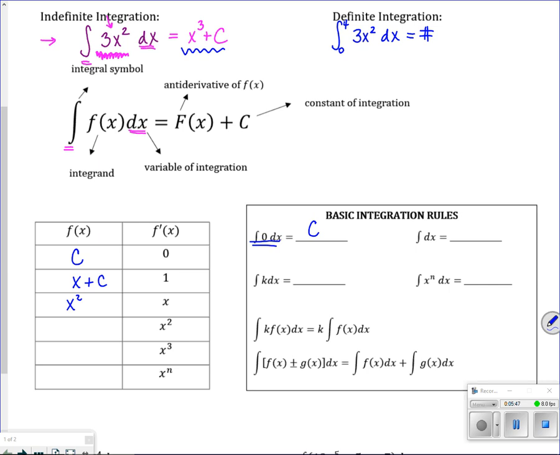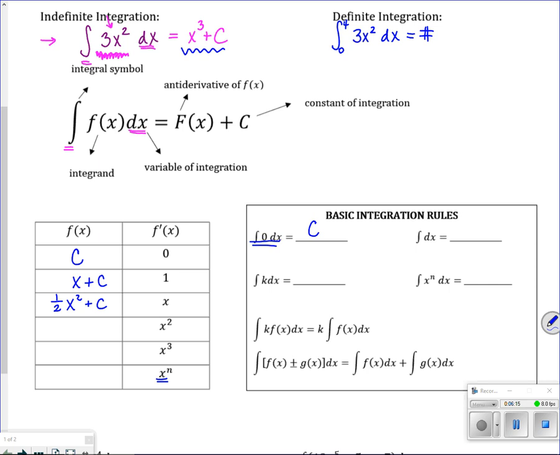So what would I have to do? I would have to multiply by a 1/2 right here. Now, if I had 1/2 x squared, wouldn't the derivative of that be x? Yes. So again, you could have a constant as well. I'm just trying to develop the power rule for integration.